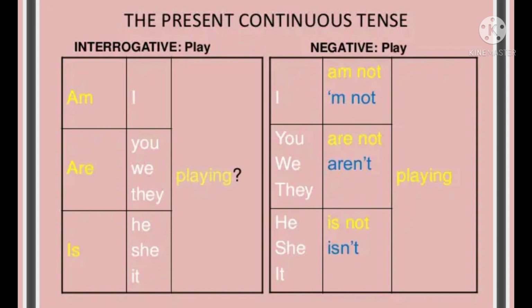For example, am I playing? Are you playing? Are we playing? Are they playing? Is he playing? Is she playing? Is it playing? Etc. In order to form negative sentences, we just add n't or not along with the auxiliary. For example, I am not playing. You are not playing or you aren't playing. He is not playing or he isn't playing.